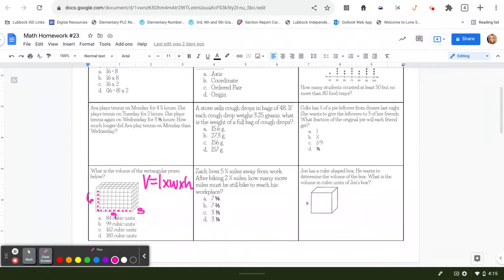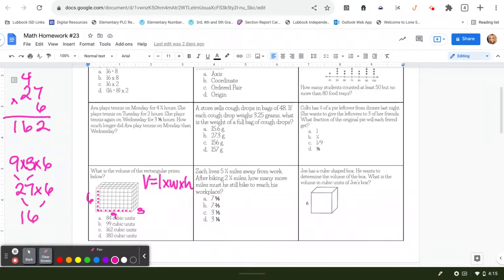Okay, so we have our length times width times height. 9 times 3 is 27, and 27 times 6. Okay, 6 times 7 is 42. 6 times 2 is 12, plus 4 more is 16. So 162 cubic units.